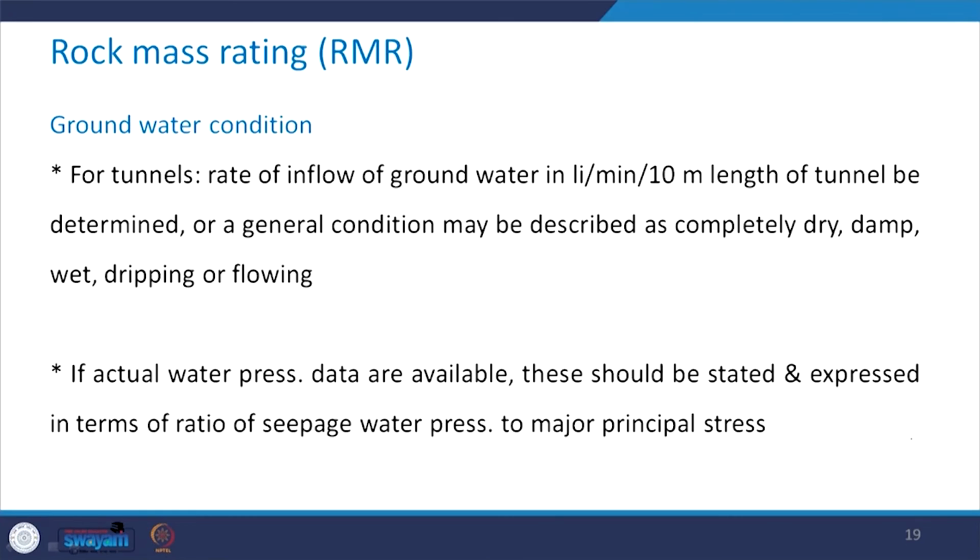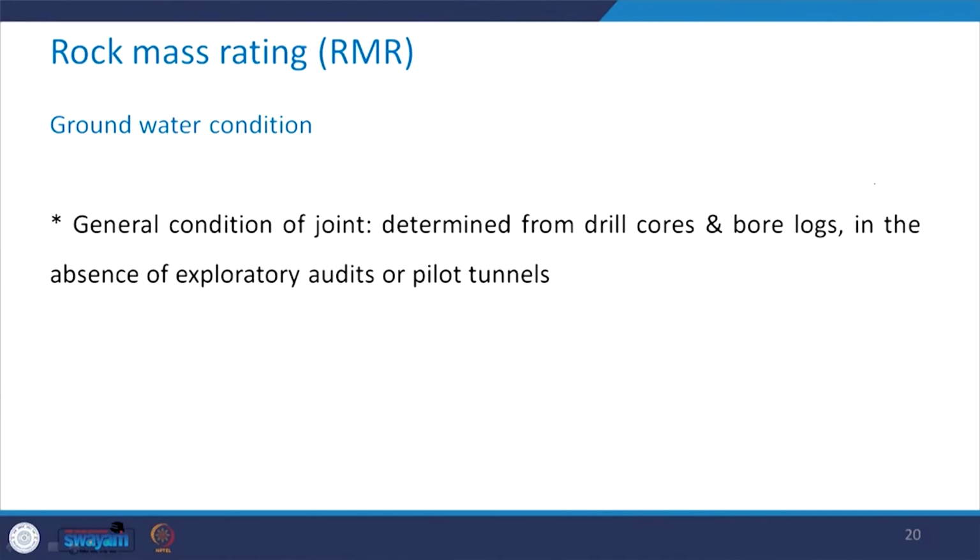The last parameter towards the calculation of rock mass rating is groundwater condition. For tunnels, it is the rate of inflow of groundwater in liters per minute per 10 meter length of the tunnel. This should be determined, or a general condition may be described as whether it is completely dry, damp, wet, dripping or flowing. If the actual water pressure data are available, these can be stated and expressed in terms of the ratio of seepage water pressure to major principal stress. General condition of the joint can be determined from the drill cores and bore logs in the absence of exploratory audits or pilot tunnels.